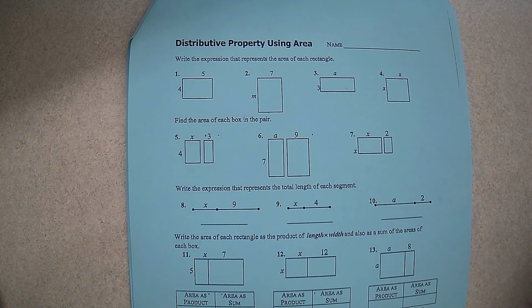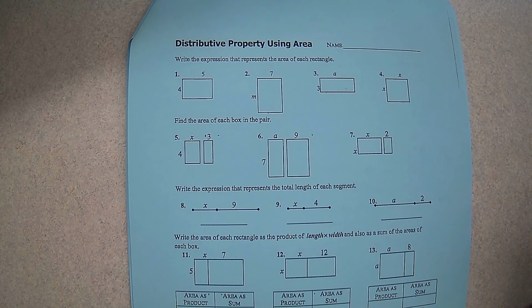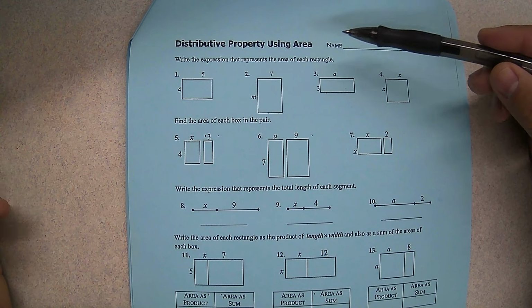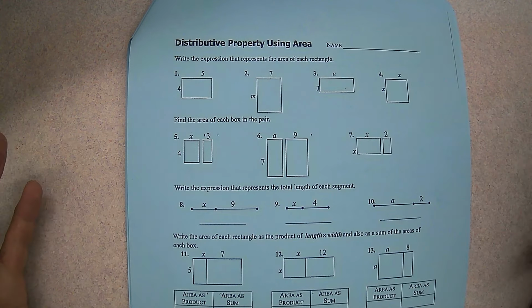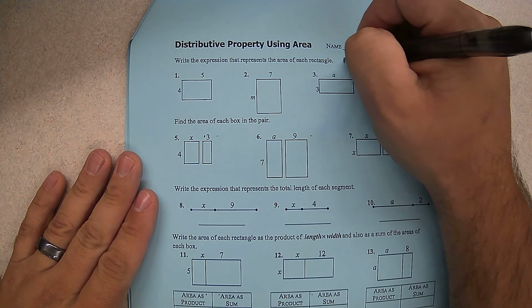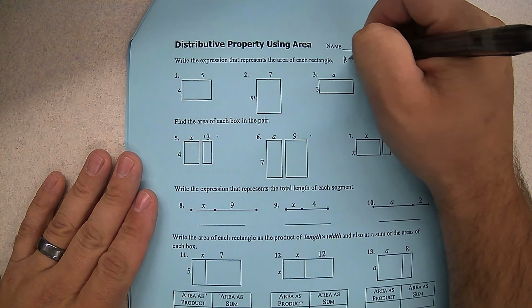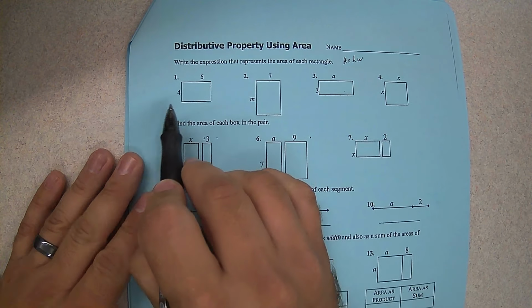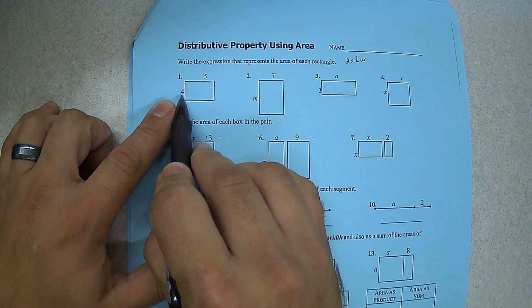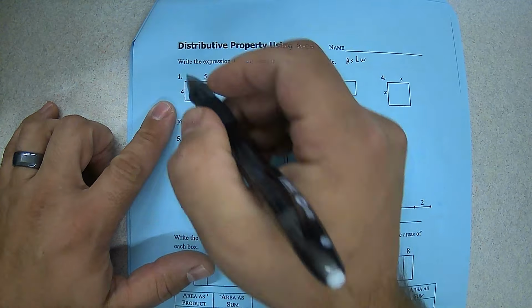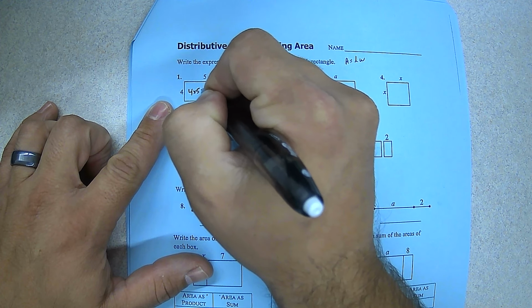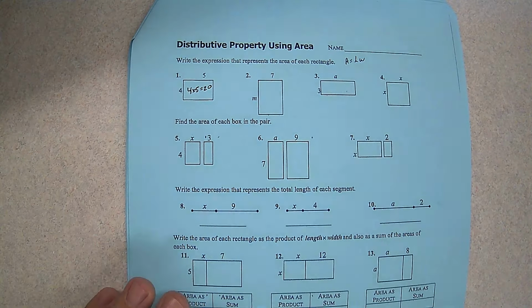All right, this video is on using our distributive property. We're going to first start talking about using our distributive property with area. Remember, area of a rectangle is the length times the width. If I have a length of 4 and a width of 5, this is just 4 times 5, or 20.